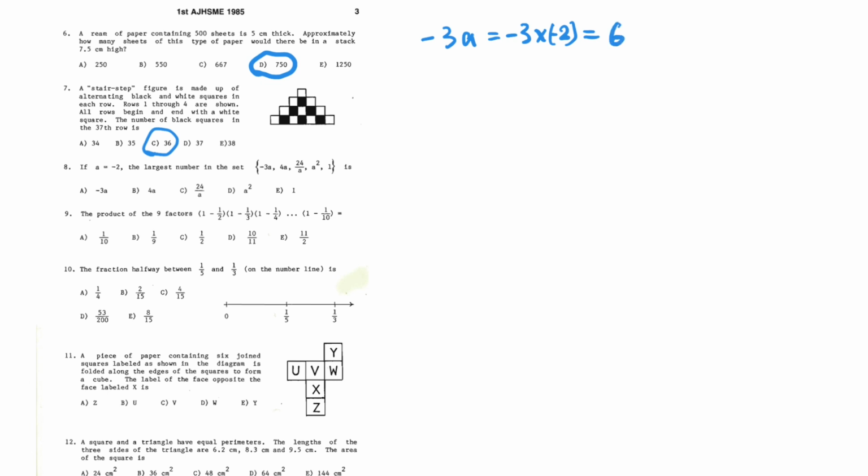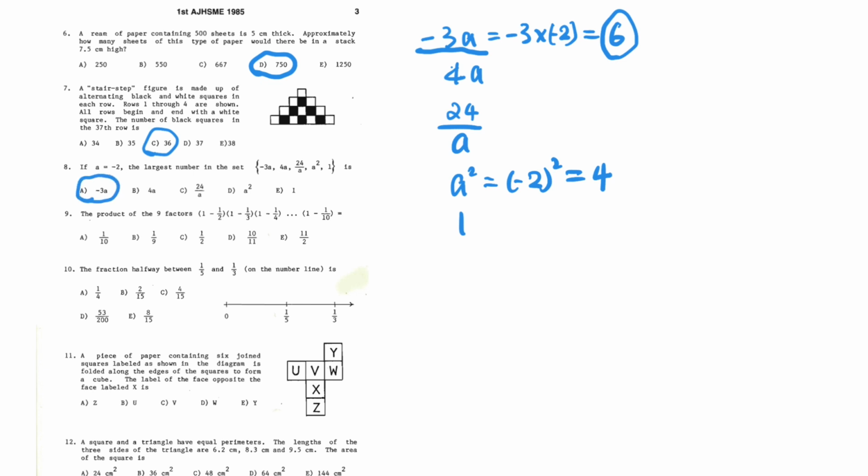It's the positive 6. 4a, a is negative, so this will be negative, less than 6. 24 over a, positive divided by negative, is still negative, smaller. A squared, that's negative 2 squared, equal 4. And the last one is 1. So the largest number in the set is 6, negative 3a. The answer is A.